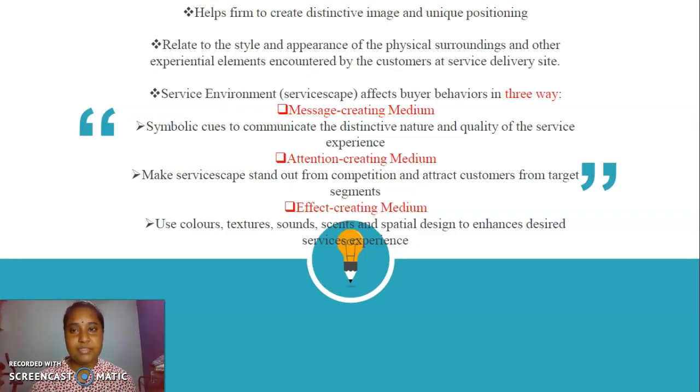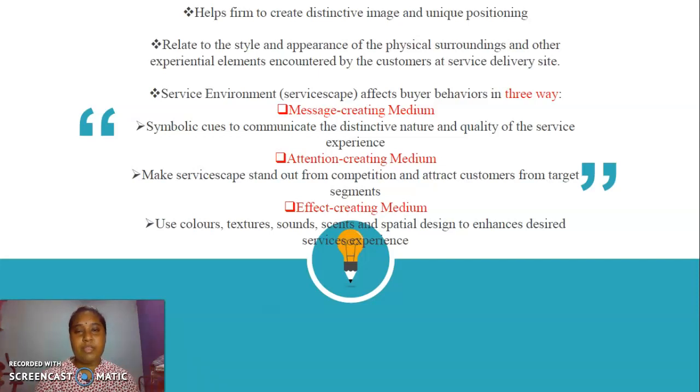The second point relates to the style and appearance of the physical surroundings and other experiential elements encountered by the customers at the service delivery site. Service environment berkaitan dengan gaya dan penampilan persekitaran fizikal dan elemen pengalaman lain yang dihadapi oleh pelanggan.